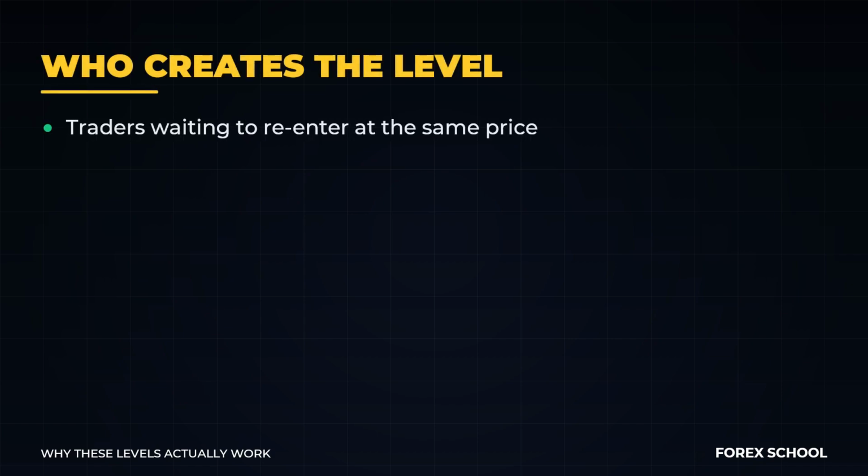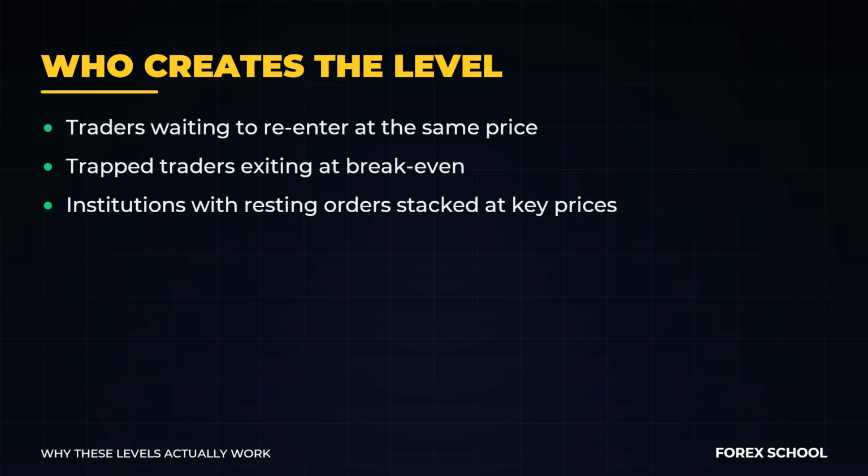So why does a line on a chart stop a global currency market? Because it isn't the line doing the work, it's the orders behind it. 3 groups of traders create these levels. First, traders who missed the last bounce and are waiting to buy the same price again. Second, traders trapped in losing positions who will exit at break-even if price returns to their entry. Third, the biggest group, large institutions who can't buy everything at once, so they leave resting orders stacked at the prices they care about. When price arrives, those orders execute, and the market reacts.